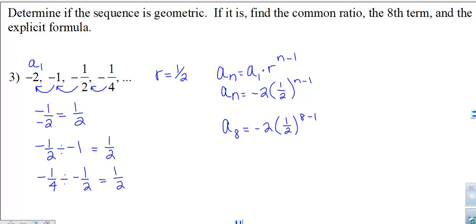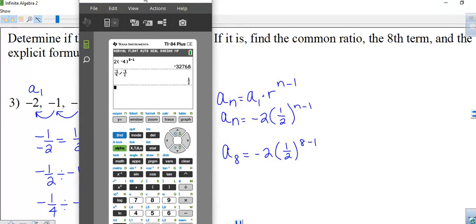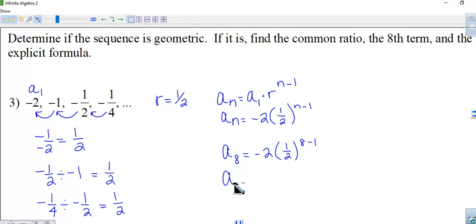Now, if you would like to pull out your calculator, you can go ahead and do so. I'm going to enter -2 times 1/2. So let's use alpha y equals enter again. 1 divided by 2. Don't forget to close your parentheses, and then we'll raise that to the 8-1 power. My final answer, my 8th term, is -1 over 64.